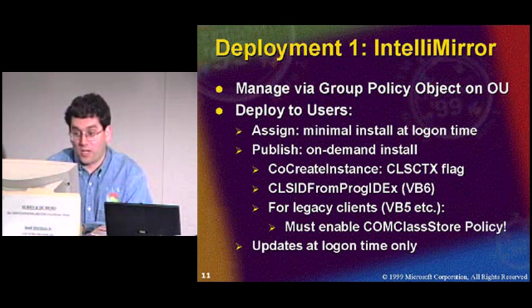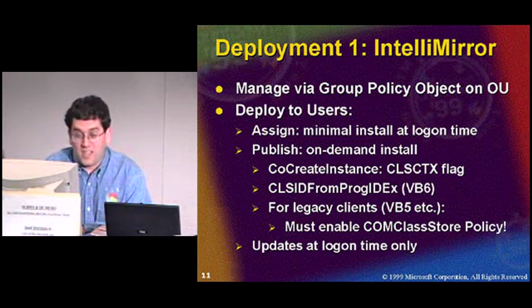The equivalent API for CLSIDFromProgID doesn't have a flag, so we introduced a new API. It's called CLSIDFromProgIDEx. This API is actually being called by the VB6 runtime. So if you have VB6 generated applications, these leverage the class programmatically.